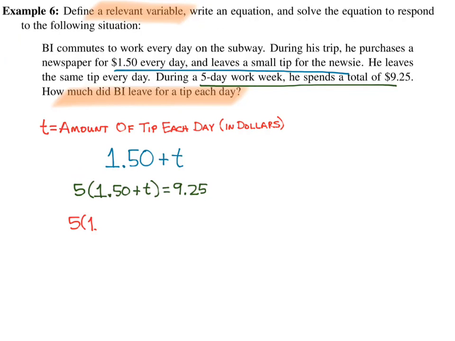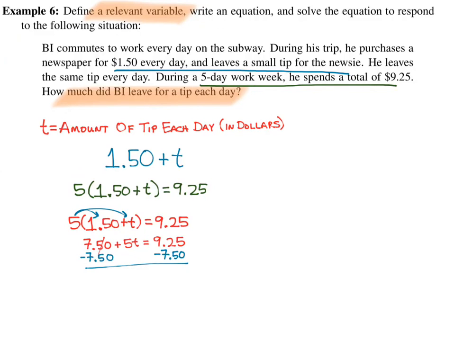So I'm going to rewrite it so it's all chromatically correct in the same color. Now, 5 can go ahead and multiply to distribute. 5 times $1.50 is $7.50. 5 times T is 5T. So $7.50 plus 5T equals $9.25. We're solving. We're subtracting 7.5 from each side. Goodbye to the 7.5s. 5T equals 1.75.